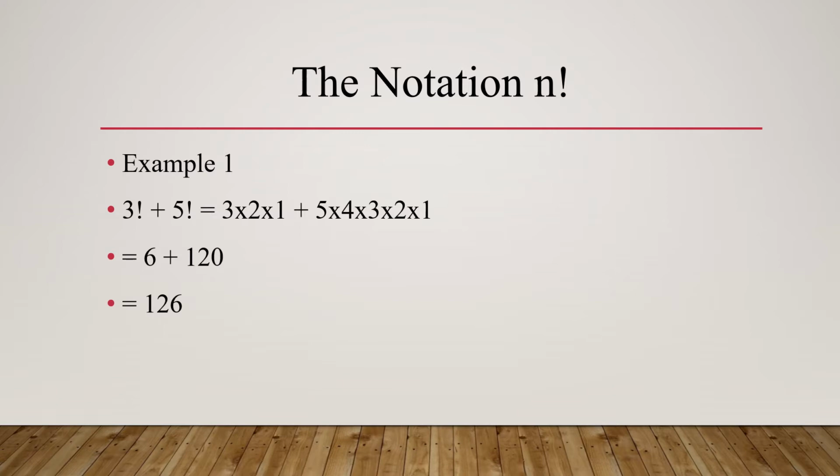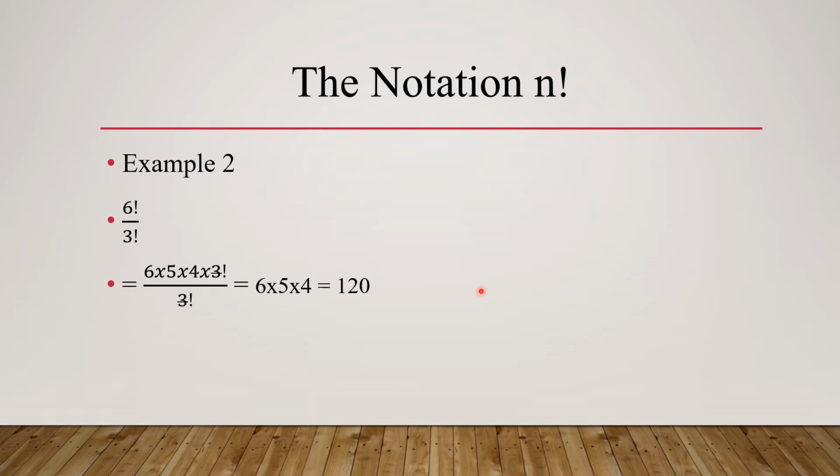So here is another example, example 1. For example, 3 factorial plus 5 factorial. It actually means 3 times 2 times 1 plus 5 times 4 times 3 and so forth until 1. And when you use a calculator, it adds up to 6 plus 120, and then the final answer is this one. So actually it's quite a simple thing. We just need to get familiar with this symbol.